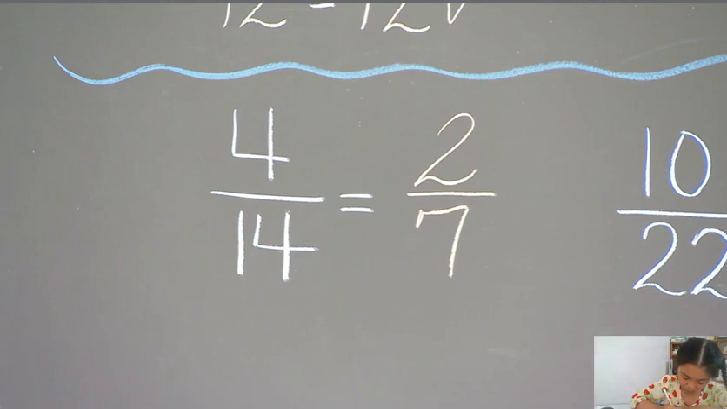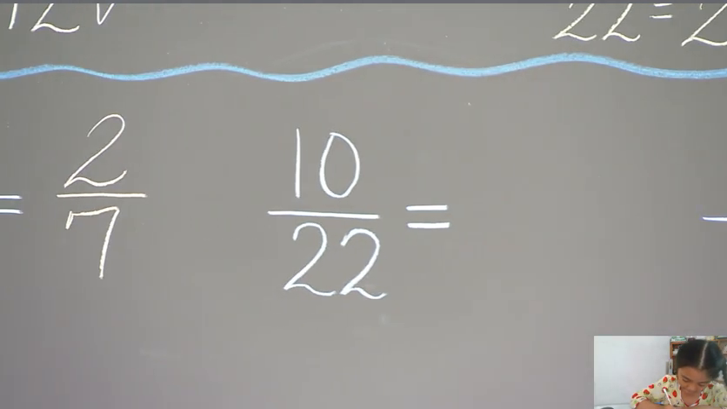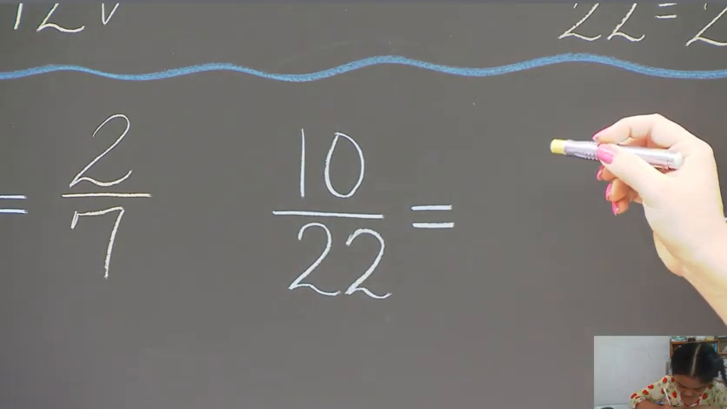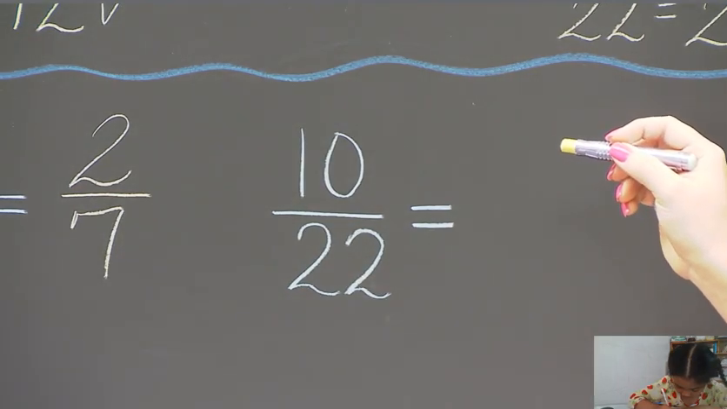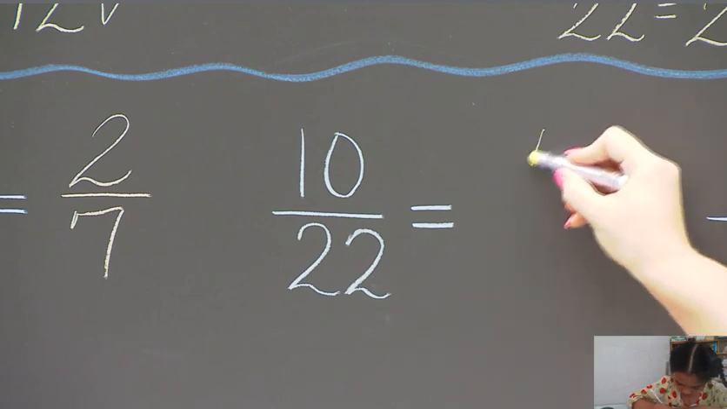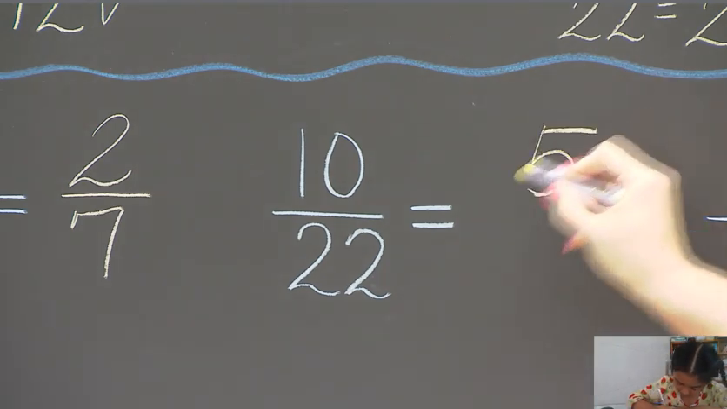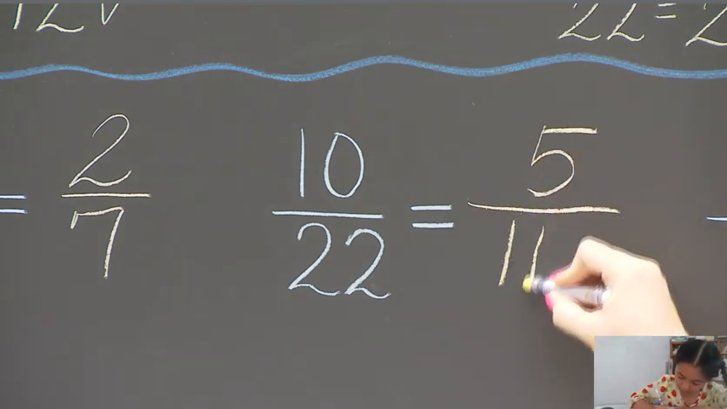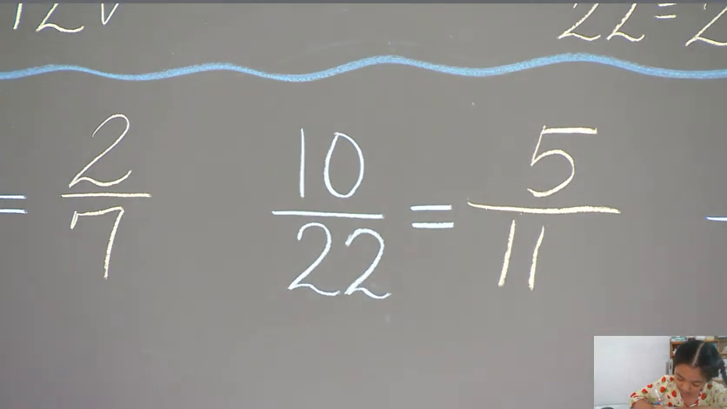Let's take a look at 10 22nds. Reduce, divide by 2. Anna. 5. And then what's 22 divided by 2? 11. So we reduced, we divided by 2.